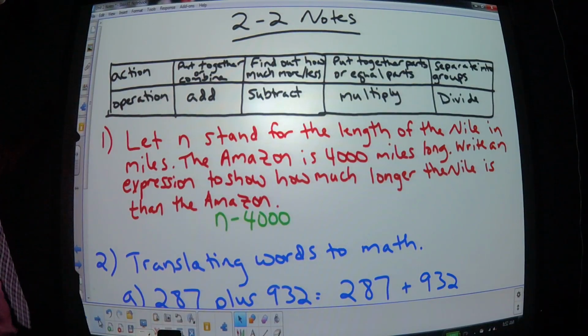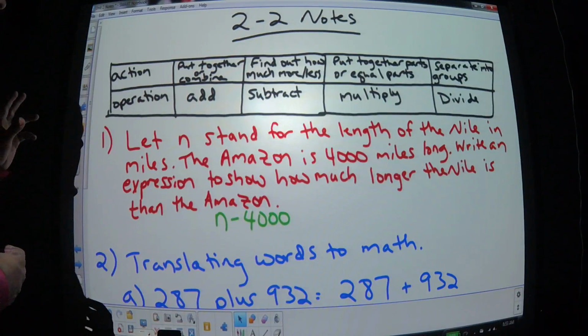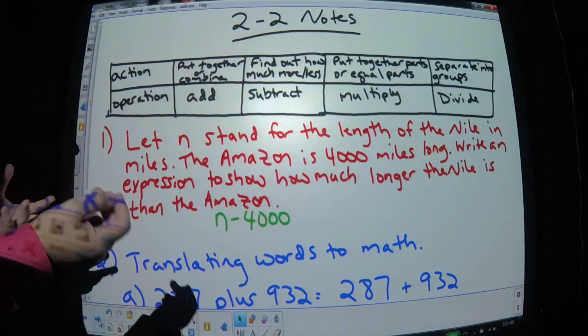Hi, and welcome to 2-2 Notes. 2-2 is starting to take math, especially algebraic equations, and put it into words or numbers, or vice versa.